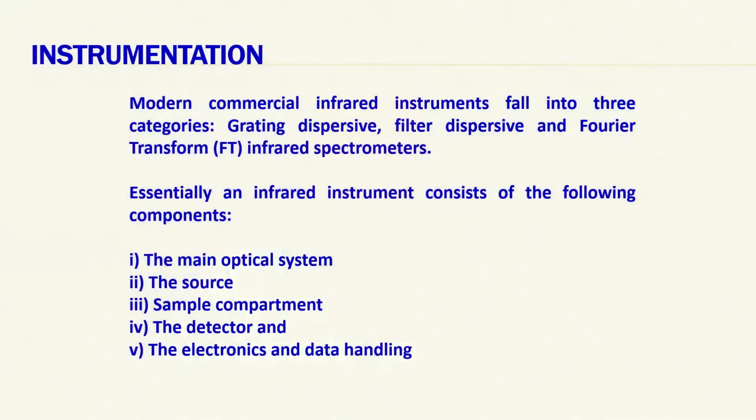We were discussing the instrumentation in yesterday's class, and I had told you that grating dispersive, filter dispersive, and Fourier transform IR spectrometers are currently in vogue, but most of them contain the same components. One is the optical source, another is the optical system, then the sample compartment, detector and electronics. These are common to all.